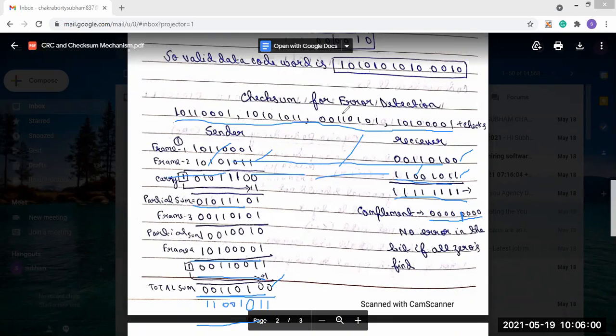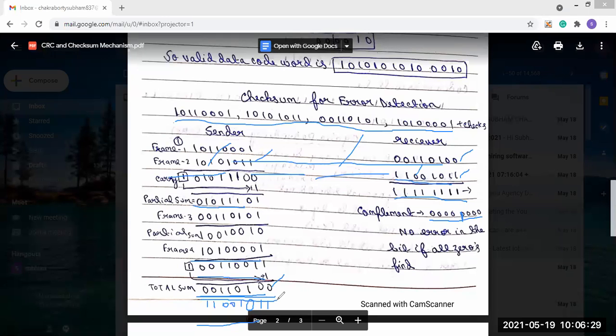If you add these numbers, whether there are 5, 6, or 7 numbers, whatever you have present, first you have to add them, and if a carry is generated, then you have to add it to the LSB. After adding this, this is the output.